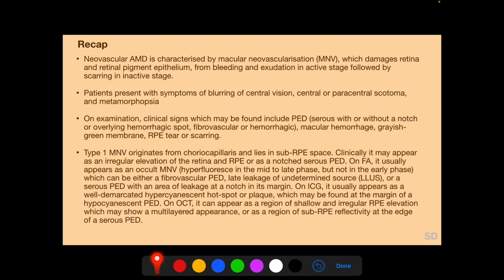The fluorescein angiographic subtypes of occult MNV include fibrovascular PED, late leakage of undetermined source or LLUS, or a serous PED with an area of leakage at a notch in its margin. On ICG, type 1 MNV usually appears as a well-demarcated hypercyanescent hotspot or plaque which may be found at the margin of a hypocyanescent PED. On OCT, type 1 MNV can appear as a region of shallow and irregular RPE elevation which may show a multi-layered appearance, or as a region of sub-RPE hyperreflectivity at the edge of a serous PED.